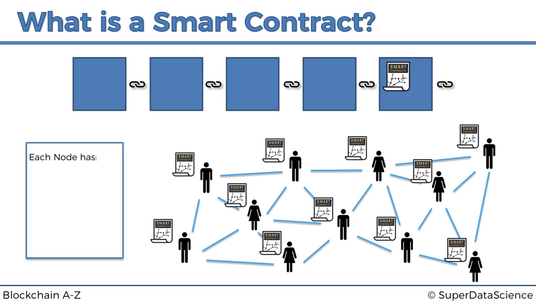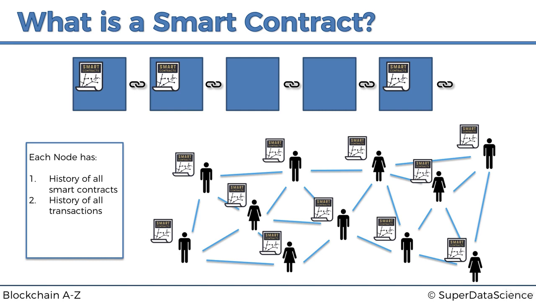And so each node has the history of all smart contracts. If there were any previous smart contracts, they will be present on every node. Just because of the nature of the blockchain, the whole blockchain gets copied to every machine, so all the smart contracts will be on every machine. There'll be a history of all transactions, as we know. If there were any transactions before, and there were tons, they will also be on every node.